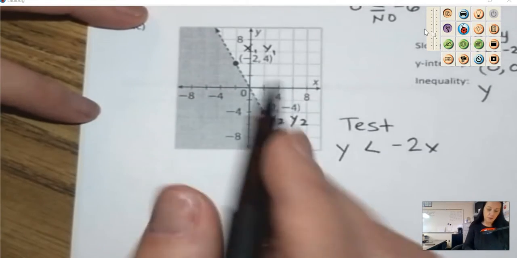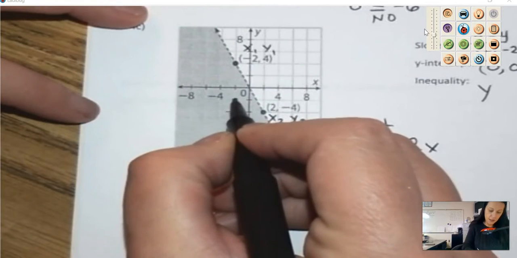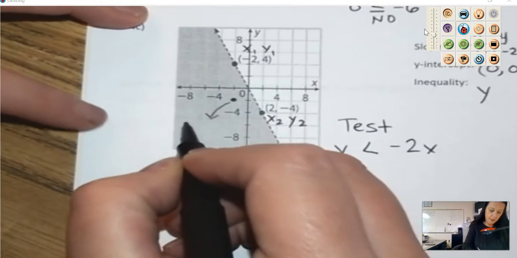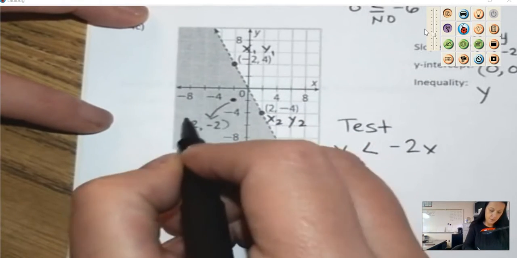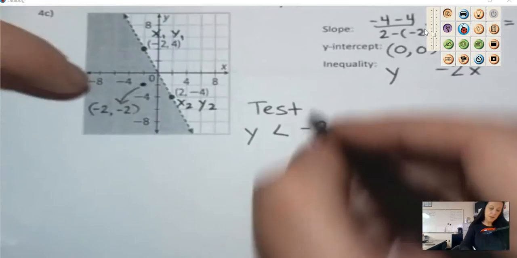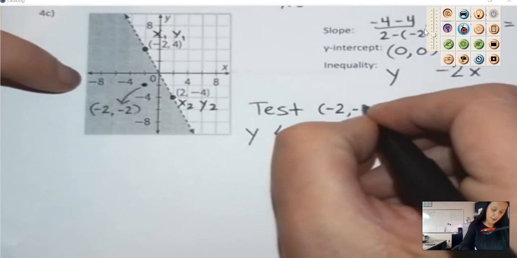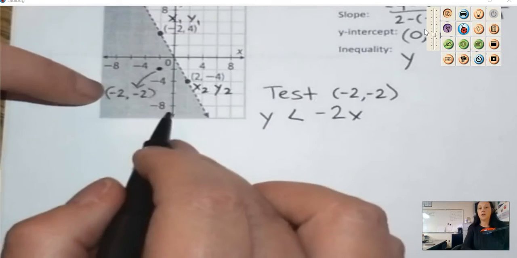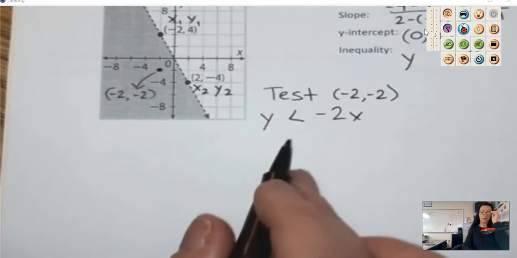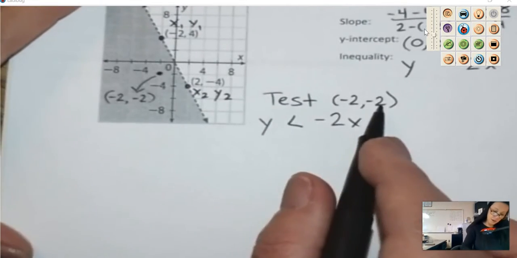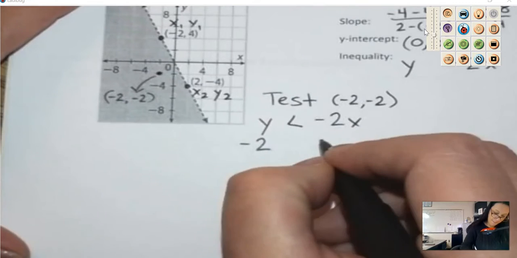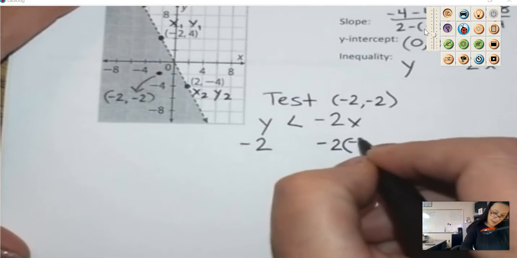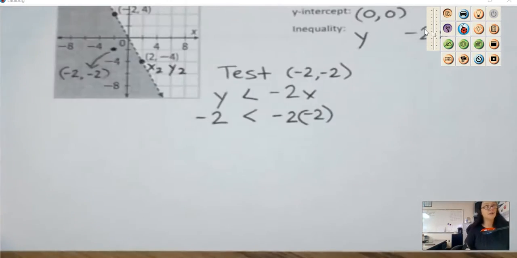I'm going to use something from the shading. So like I'm going to use this point right here. That's -2, -2. So I'm going to test out -2, -2, and when I finish it, it should be shaded. It should work if my inequality is correct with this less than symbol. So I'm going to plug in -2 for the y. I'm going to plug in -2 for the x, and I want to see if this is a true statement.